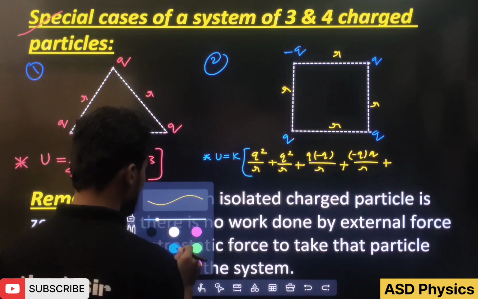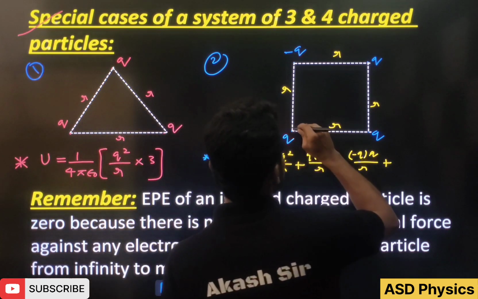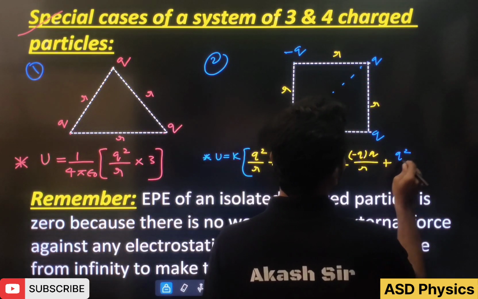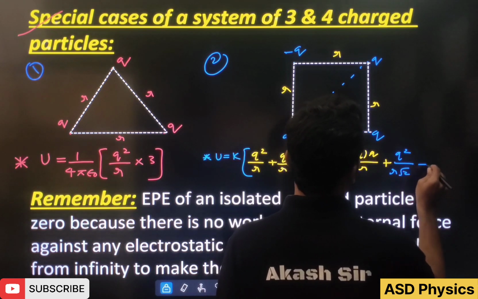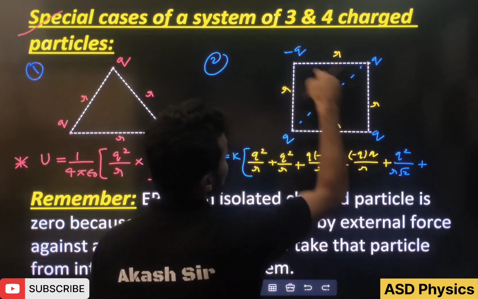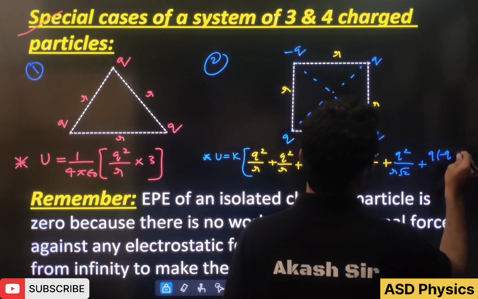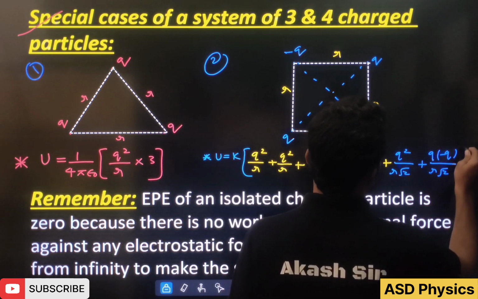Plus now the diagonal ones. For this diagonal, Q into Q, that means Q square by R root 2. Plus now here Q and here minus Q on this diagonal, so this will become Q into minus Q by R root 2.